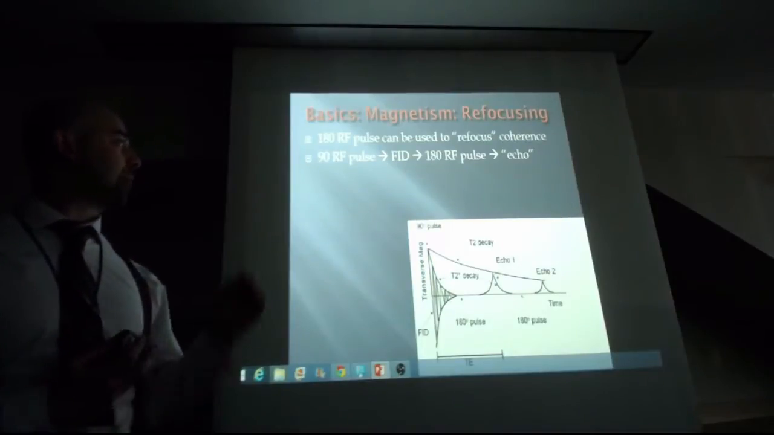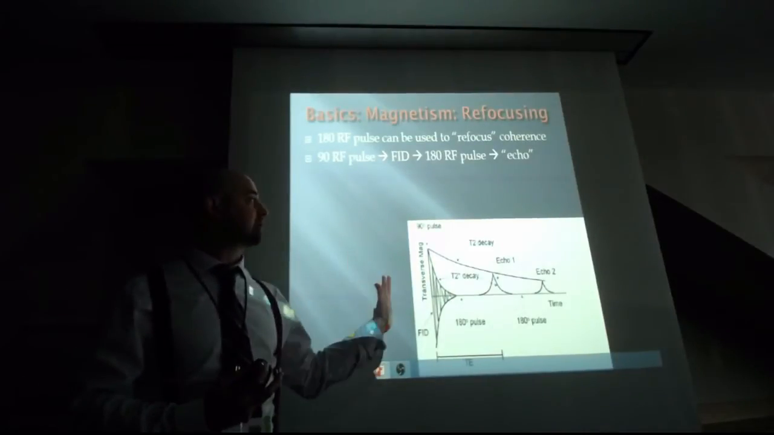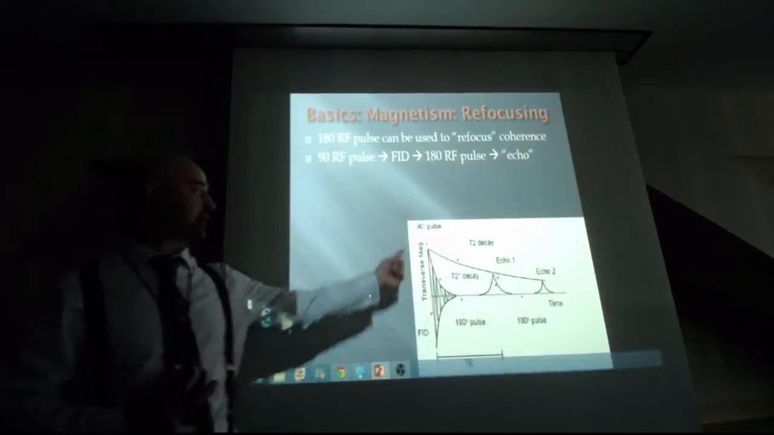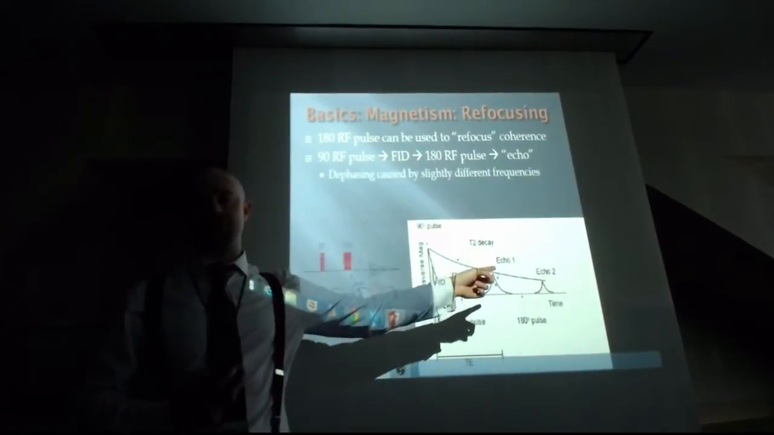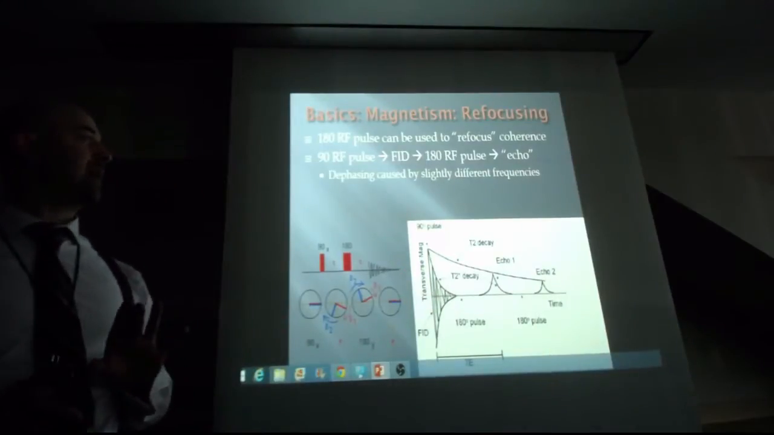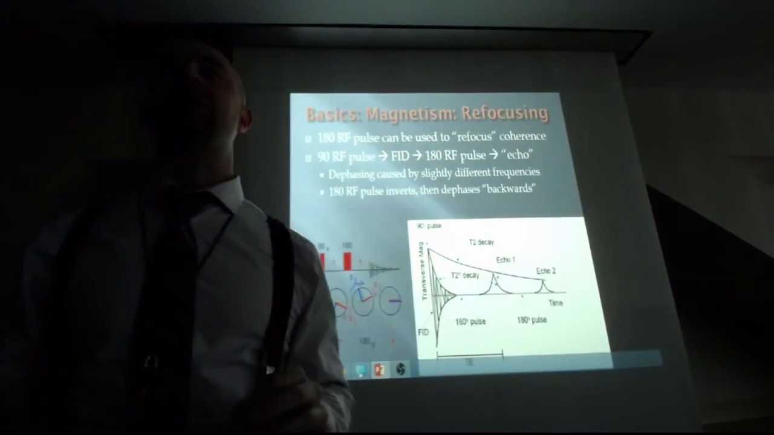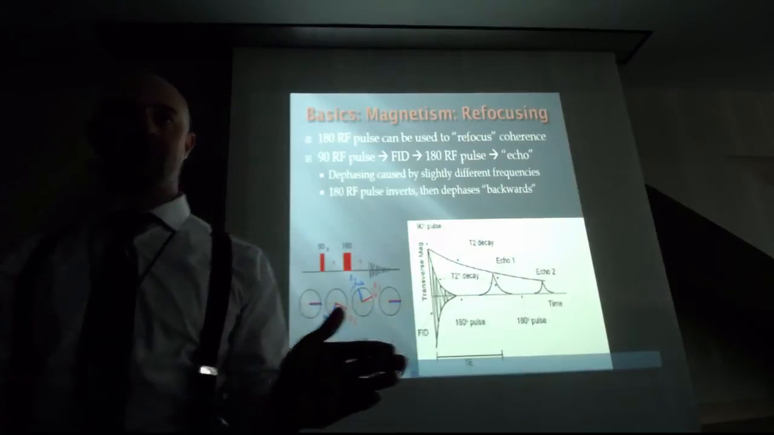So, a little artifact interruption there. Let's talk about refocusing. That free induction decay happened so rapidly, and we had already set it up that maybe there are some structural, predictable elements to this decay that we could possibly reverse or refocus. The scheme for this is a 90 degree RF pulse, you get free induction decay, and then you deliver a 180 degree pulse, and your signal will come back up as an echo. This is, as we explained, because there are slightly different frequencies causing dispersion.